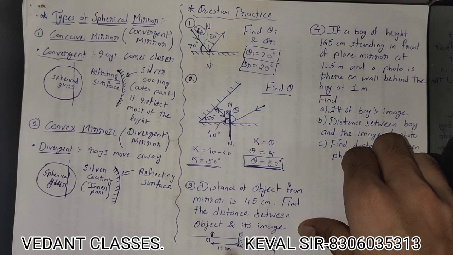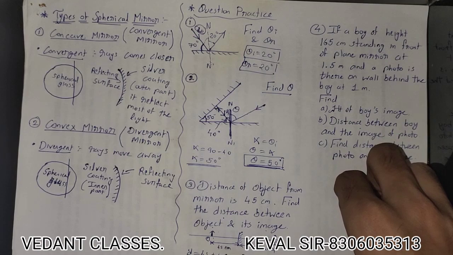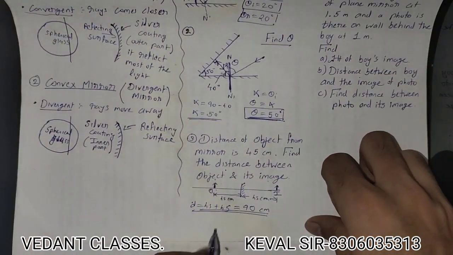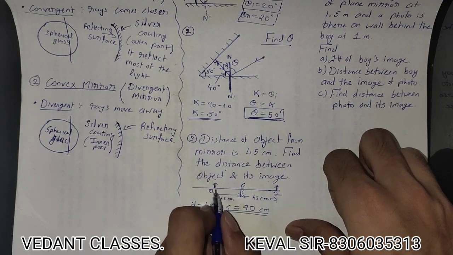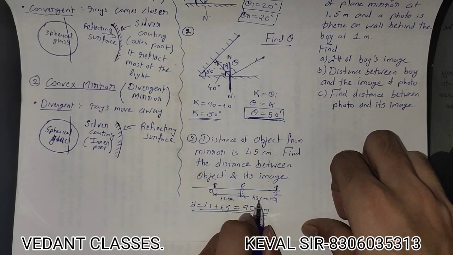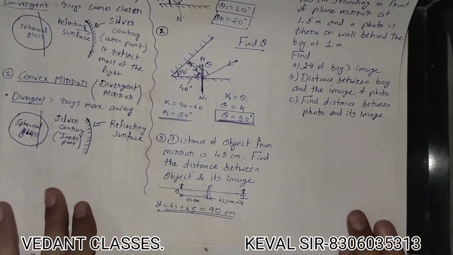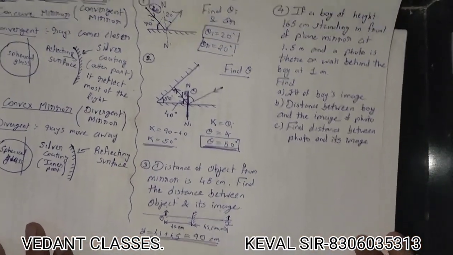That's what we have learned. Object distance will always be equal to image distance. Now what can you say about the distance between the object and its image? So it is clearly the distance d equal to 45 plus 45. So your answer will be 90 centimeters. You can see the distance between the object and its image is 45 plus 45, so it will be 90 centimeters. So now let's solve the next question.